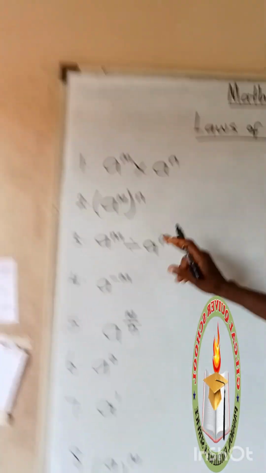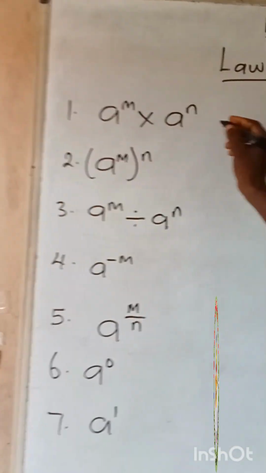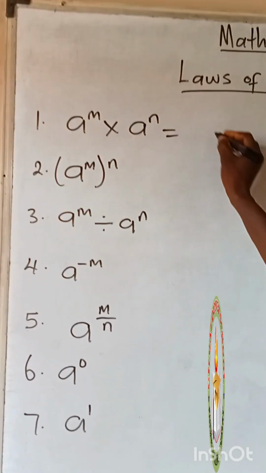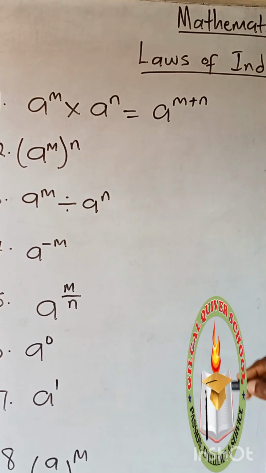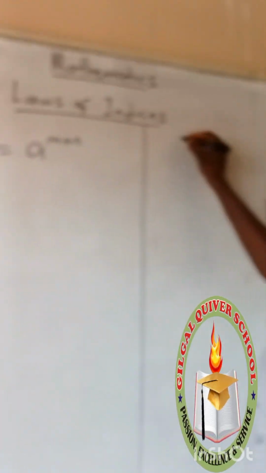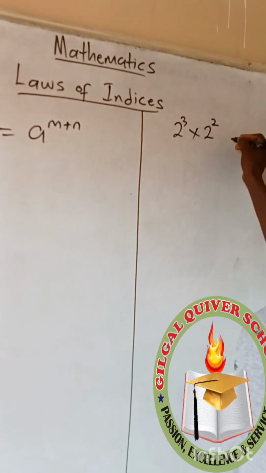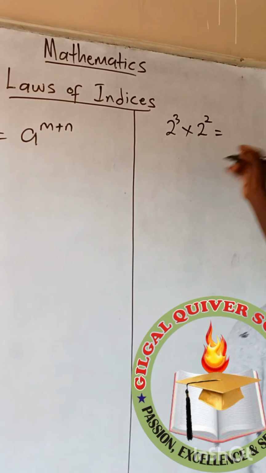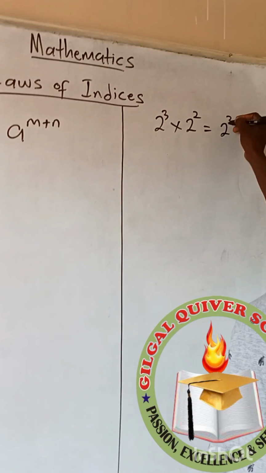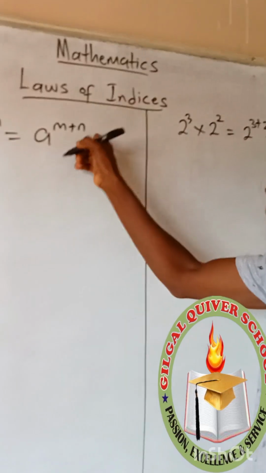Supposing you have a raised to power m times a raised to power n, laws of indices says it will be equal to a raised to power m plus n. Are we together? For example, if you have 2 raised to power 3 times 2 raised to power 2, since they have the same base a, your answer will be 2 raised to power 3 plus 2, which is equal to 2 raised to power 5. That is what it means.